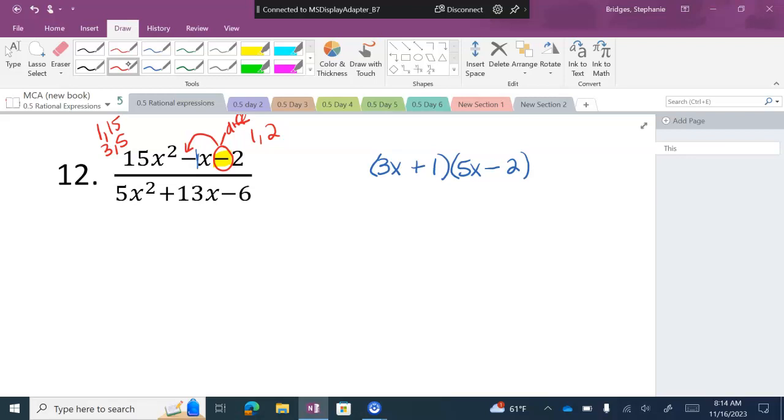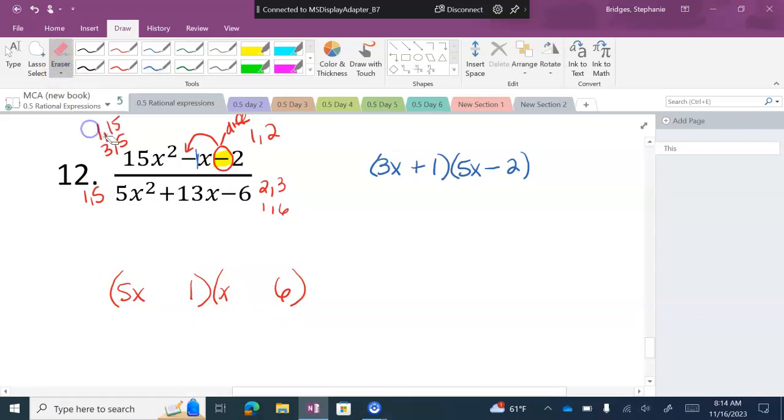Okay. All right, in the denominator, we have 5 and 6 that we're dealing with, and we're trying to subtract to get 13. The only factors of 5 are 1 and 5. Factors of 6 are either 2 and 3 or 1 and 6. So I'm going to try the 5 and the 1 with the 1 and the 6. Oh, let me try 2 and 3 first. I don't like 1 and 6 first. I'm going to try 2 and 3. You could try 1 and 6 first, but I like trying the smaller numbers.